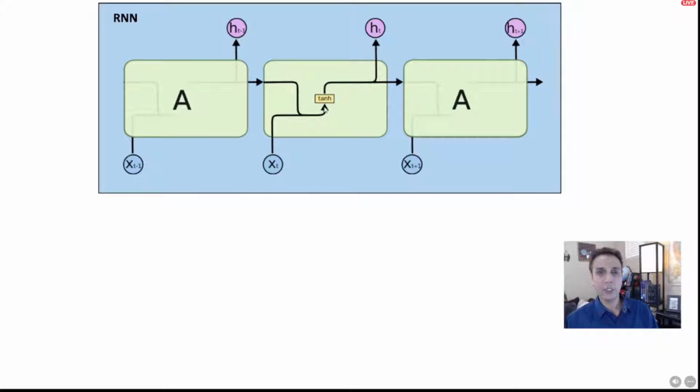And it's applying a tanh. Tanh is basically -1 to 1, okay? And then sending the output, which means it is taking information from before, okay? So this is what RNNs are for.